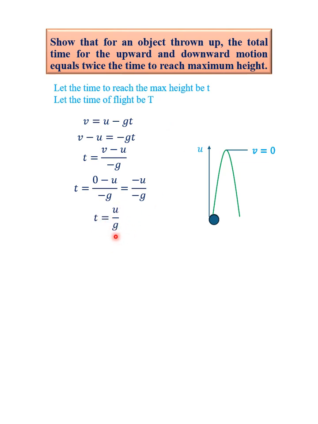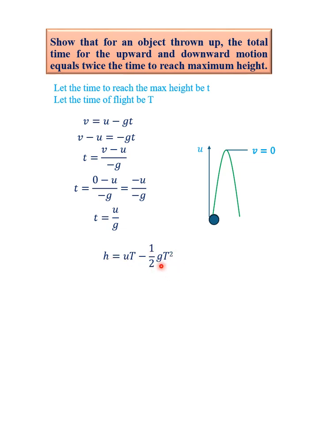To do that, let us consider the total movement of the object from the bottom to the ground, looking at the maximum height the object attained. According to the equation of motion, the height the object attained, h, equals ut minus half gt squared.